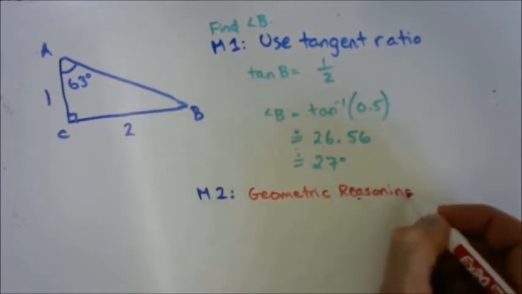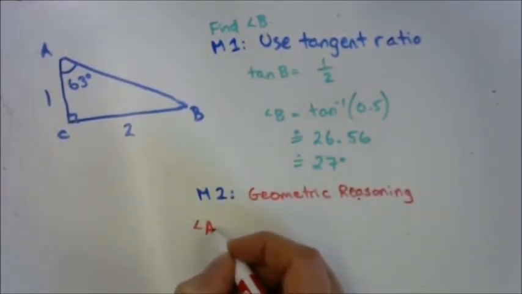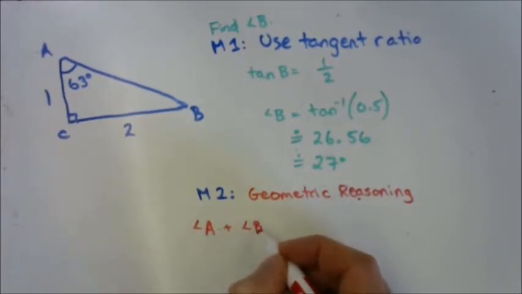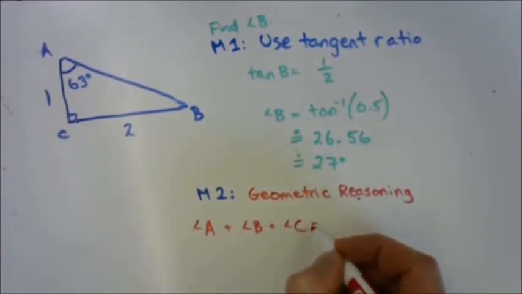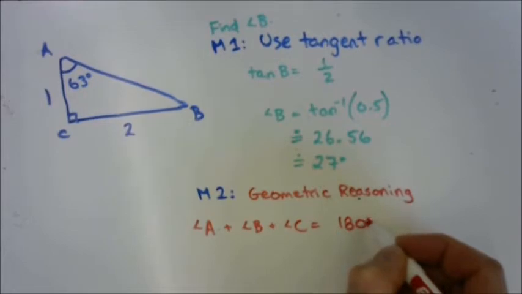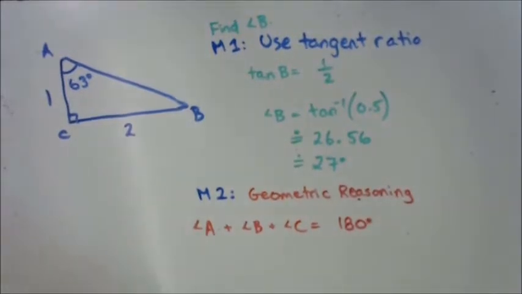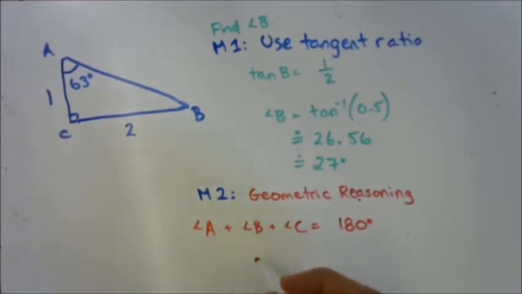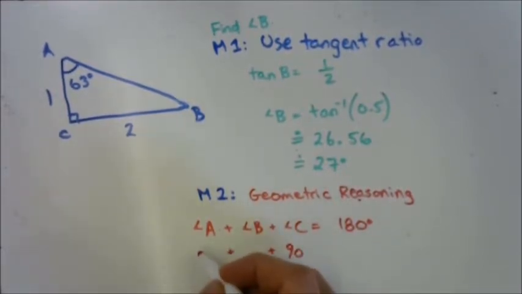Geometric reasoning. Because we know that the measure of A plus the measure of angle B plus the measure of angle C is going to equal 180 degrees. That's the sum of the interior angles of a triangle, any triangle. We know that the angle C is 90. We know that the angle A was 57. Nope, 63.